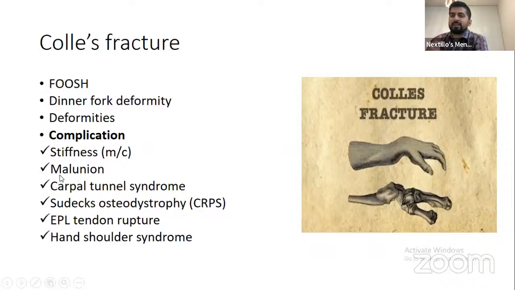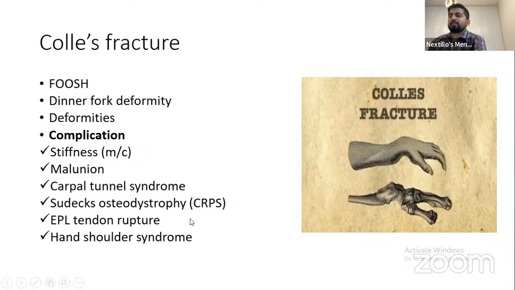Now, Colles fractures, if left untreated or improperly treated, are prone to go into malunions. They usually do not go into non-unions because it's a cancellous bone, so they are prone to go into malunions. So that is another complication of Colles. Carpal tunnel syndrome can occur because when this fracture happens, because of the deformity, the median nerve might get compressed here, and that can lead to a carpal tunnel syndrome.